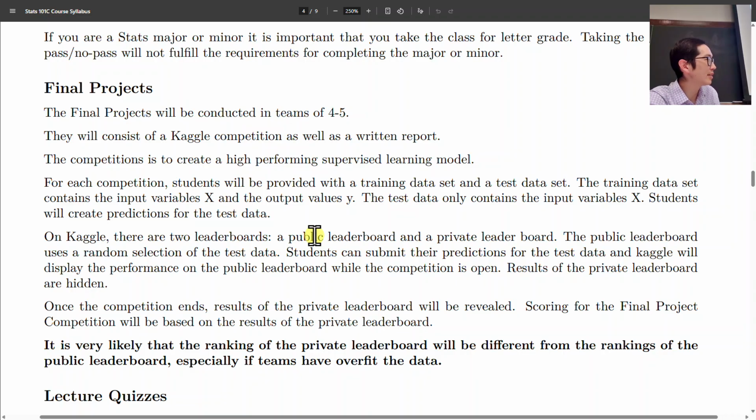There's a bit of randomness at play, because in the test data set there's the public leaderboard and the private leaderboard, and the final rankings are evaluated on the private leaderboard. So anyway, right now I'm in the process of finalizing the data sets that we'll use for the projects, and I'll talk about those things.